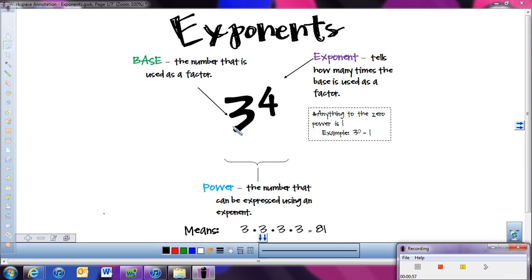So the base is the number that we're going to be multiplying. The exponent is how many times we're going to be multiplying that base. And then just a little tidbit that might come in handy later on is that anything to the 0 power is 1. So 3 to the 0 power is 1. We could spend a whole lesson just looking at why that works, but for now it's just so you know, anything to the 0 power is 1.